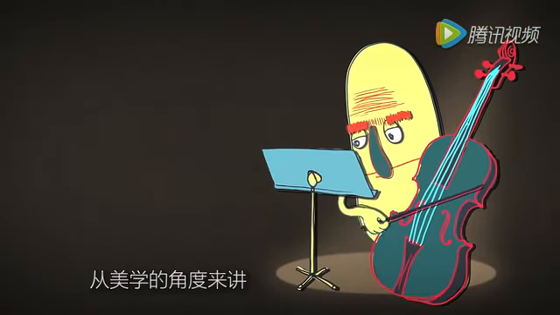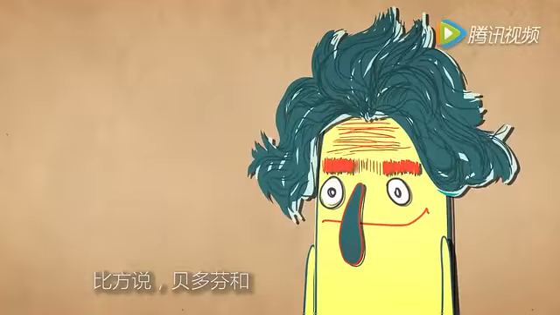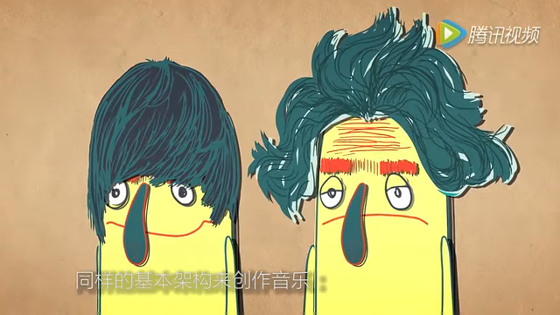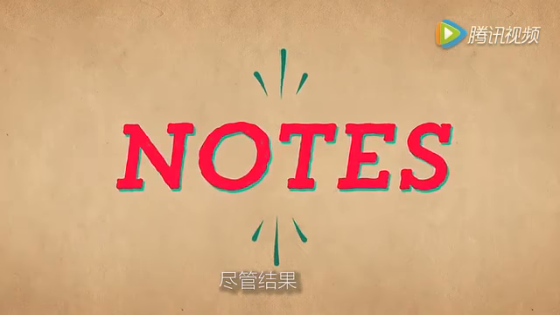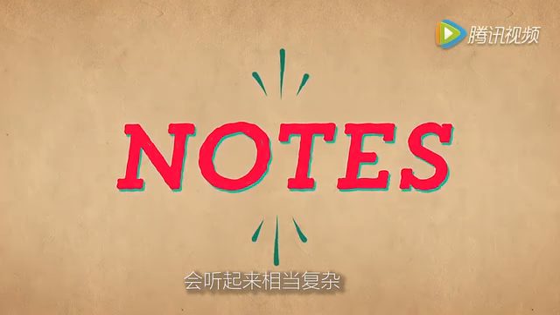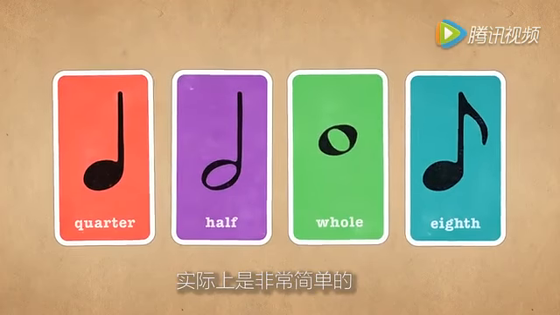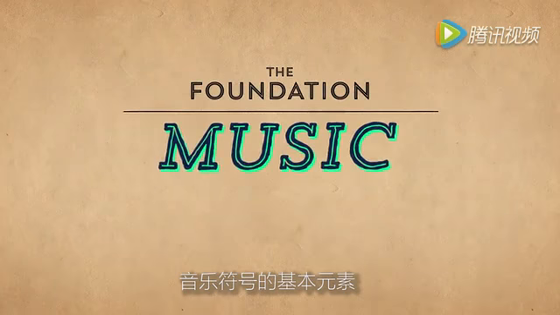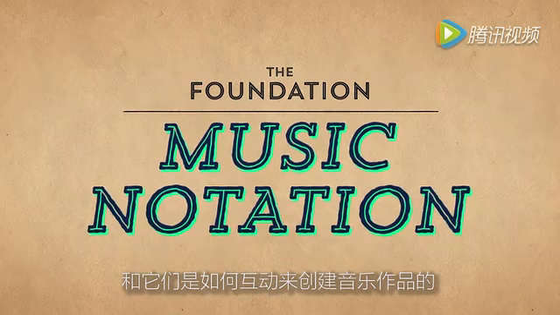Aesthetically speaking, there's a world of difference between, say, Beethoven and Justin Bieber. But both artists have used the same building blocks to create their music: notes. And although the end result can sound quite complicated, the logic behind musical notes is actually pretty straightforward. Let's take a look at the foundational elements of music notation and how they interact to create a work of art.